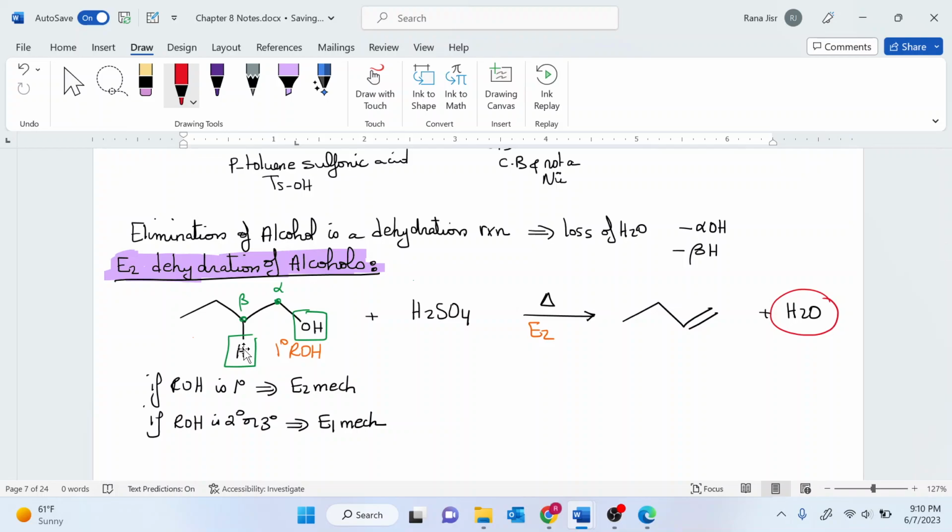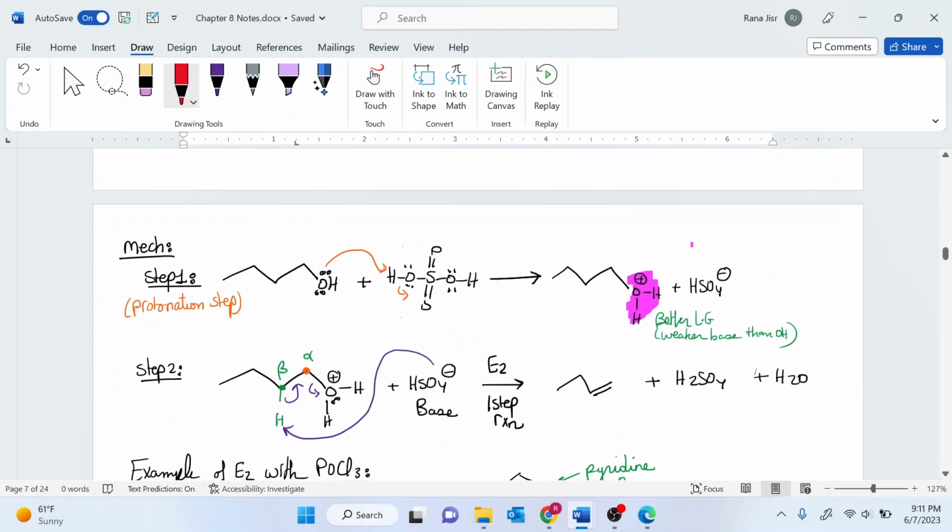The only difference in the reactions between alcohols and alkyl halides is the first step of the reaction. Because you're using an acid in there and OH is a bad leaving group, you have to protonate first, make the OH water, and then the reaction is going to proceed as usual. So this is a primary alcohol in there.